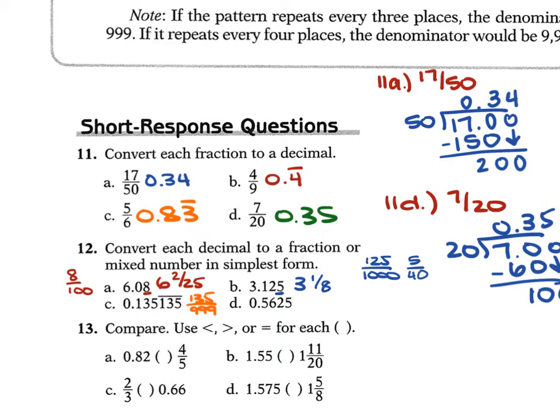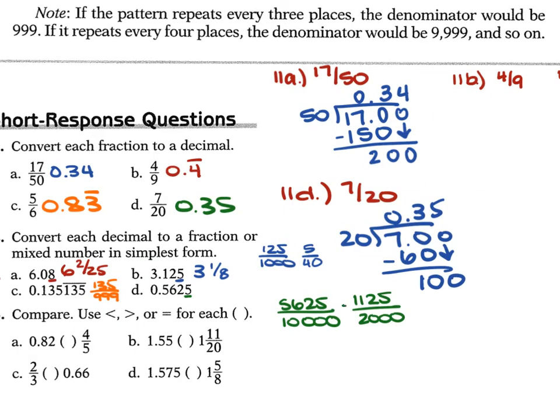And then for D, we have 0.5625. That 5 is in the 10,000ths place. So we have 5625 over 10,000. If we divide both of these by 5, we get 1125 over 2,000. If we divide it by 5 again, let's try 25. Yes. If we divide it by 25, this is going to give us 45 over 80. The 45 and 80 are both divisible by 5, so this is 9 over 16. You cannot simplify that any further, so it's just 9 over 16.